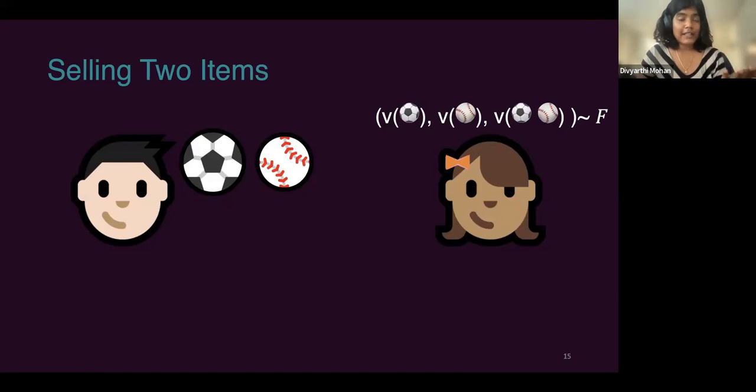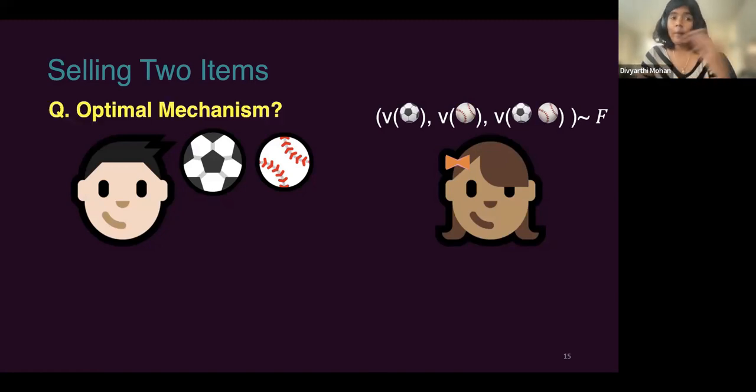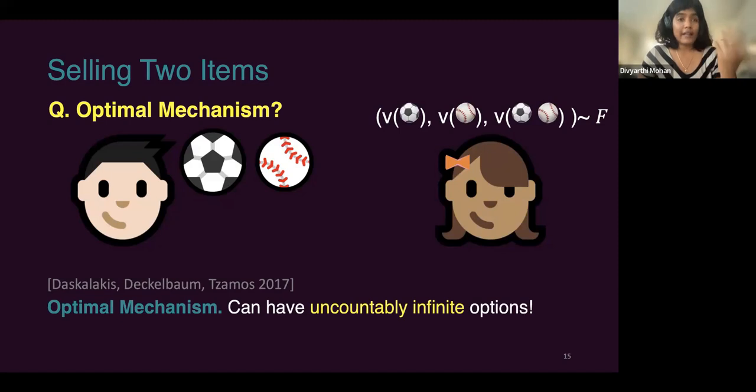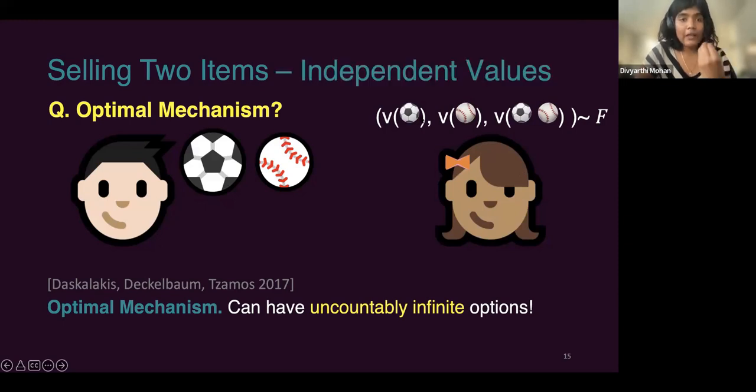Here, unfortunately, unlike the single item case, optimal mechanisms can be randomized and can even have uncountably infinite many options. Daskalakis et al. have this result that shows that even when the values of each of these two items are drawn independently, you need randomization to get the optimal revenue, and you might have to output uncountably infinite many options.